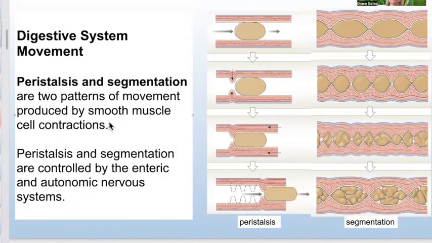Peristalsis and segmentation are two patterns of movement produced by smooth muscle cell contractions. They are controlled by the enteric nervous system, which is complicated and, as we just learned, combines pacemaker cells and autonomic nervous system input.